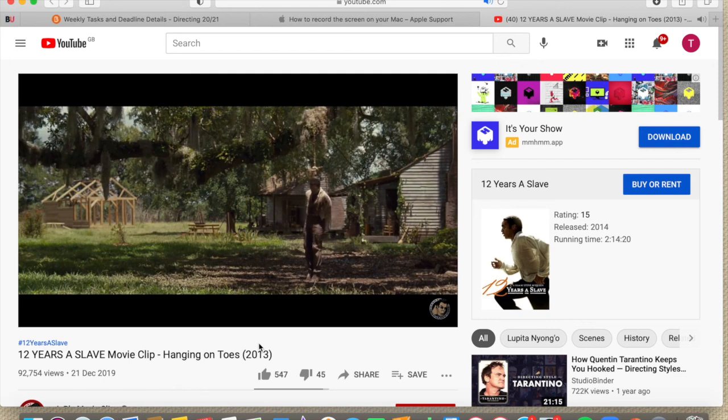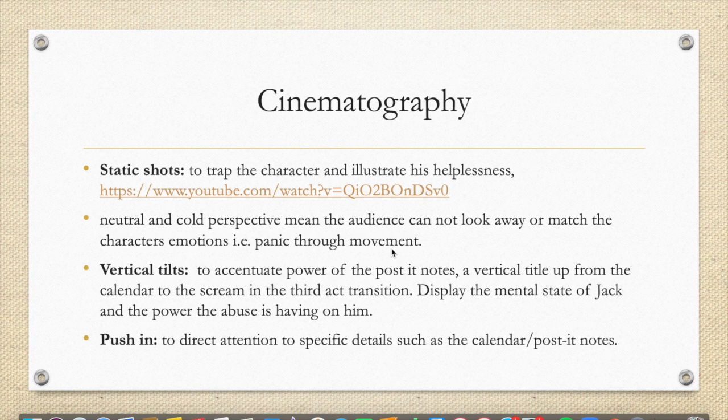They don't allow the audience to be able to match their emotional feeling, their emotional fears through camera movement, and they create a very cold neutrality to the shot that means we can only watch, we can't look away. So we have to endure what the character's enduring without being able to match their emotional feel or expression at the time. Vertical tilts were also used to accentuate the power of the post-it notes, and the power between Jack and his girlfriend and the discrepancies between the two.